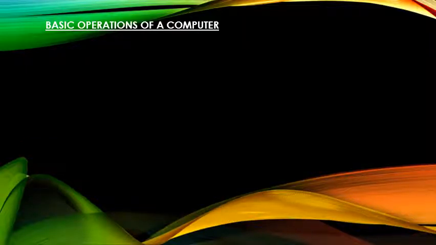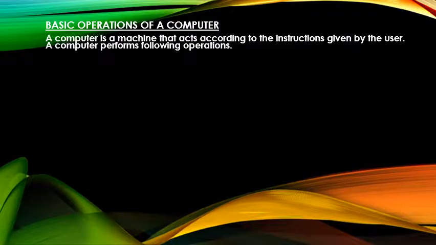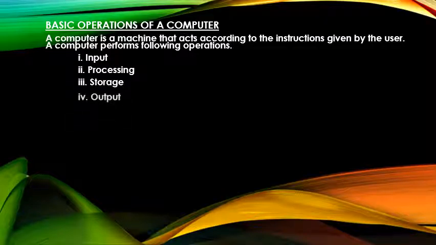Now the basic operations of a computer. A computer is a machine that acts according to the instructions given by the user. A computer performs the following operations: input, processing, storage, and output. These are the four basic operations carried out in the computer: giving input, the processing, the data stored inside, and the final result or output.